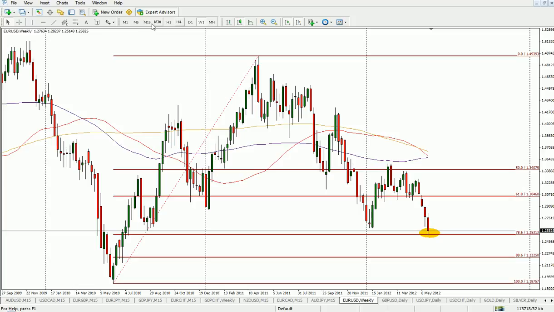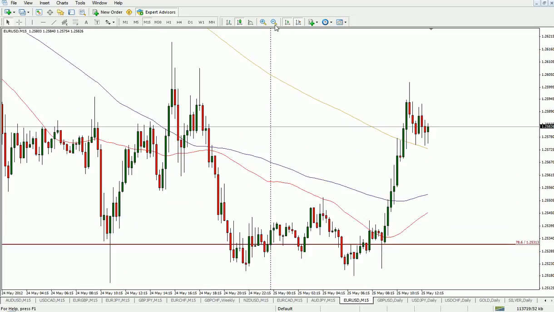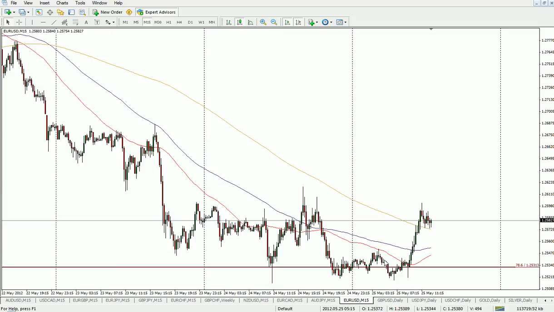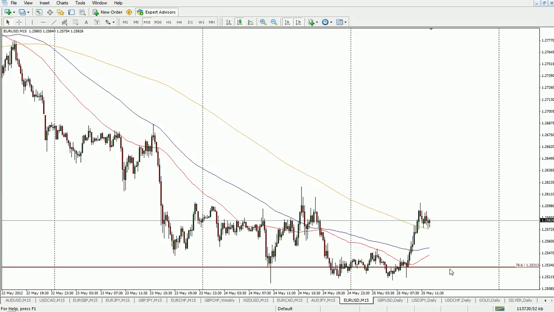And we've already had that this morning. If you flip to the 15-minute chart, you can see that we've clearly had a nice bounce off the 78.6 level, and we're now above the 200 SMA on that 15-minute chart. So we're already getting some sort of short squeeze.